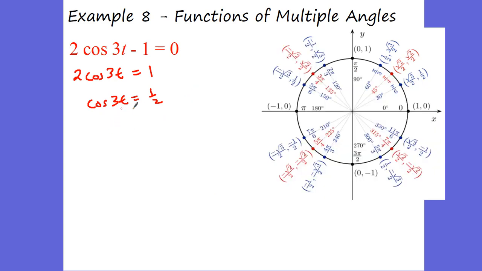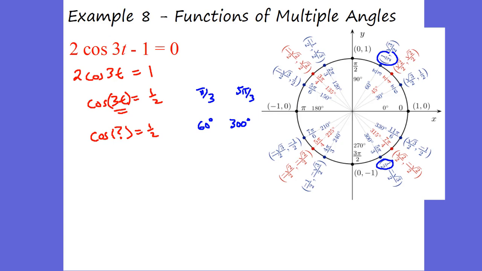Now, this is kind of weird. We've never dealt with this where we have a multiple angle here. But I can know cosine of what value is equal to 1 half. So look at my unit circle. Cosine is equal to 1 half right here at pi over 3. I'm going to call that 60 degrees, or pi over 3. Cosine is also equal to 1 half right here at 300 degrees, or 5 pi over 3.